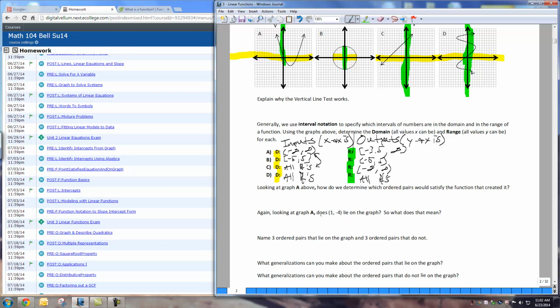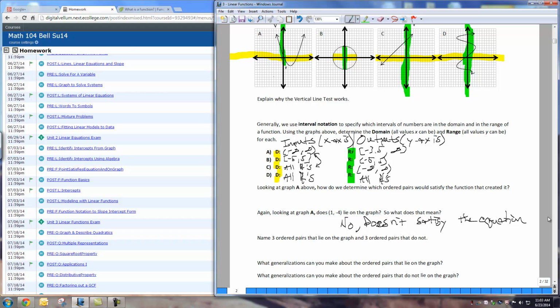Again, looking at graph A, does 1, negative 4 lie on the graph? So let's look at 1, 1, 2, 3, 4. Here's 1, negative 4. That answer is definitely no. What does that mean? It doesn't satisfy the equation. It means it doesn't make it true.